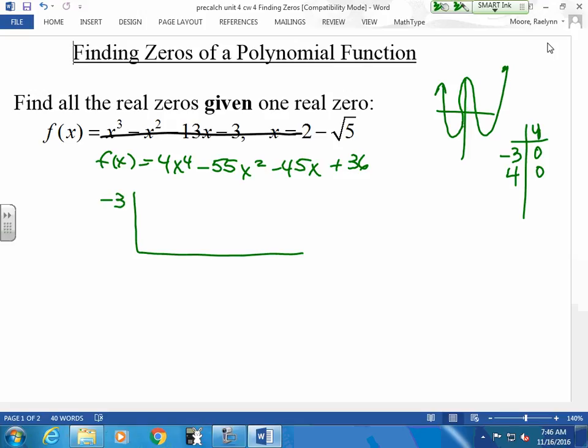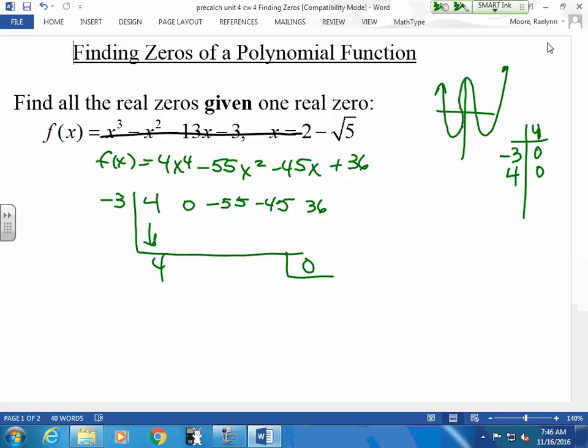This is a root. What should this last thing come out to say? 0, because we know this is a root. It's in my table. That should come out to say 0. So let's pull out your coefficients. So what do I have? 4, 0, good. And 36. Okay, so let's divide.